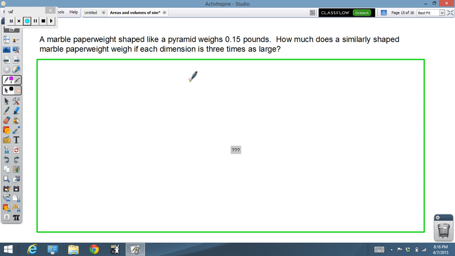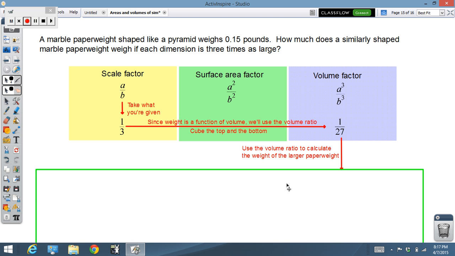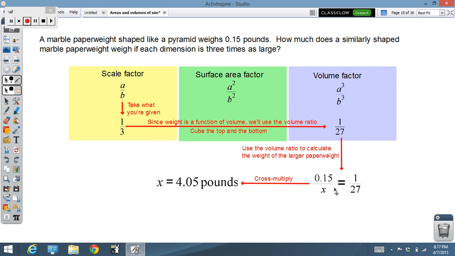One more example. Marble paperweight weighs 0.15 pounds. If we got a similarly shaped figure, marble paperweight, and it's 3 times as large, what's that new figure going to weigh? Well, start with our columns. What I'm given is a 1 over 3. Volume is a function, or weight is a function of volume, so I'm going to cube both of those numbers, get 1 over 27, and use that 1 over 27 ratio to compare the weight of my smaller figure to the weight of the larger one. When I cross multiply, we'll find 4.05 pounds.